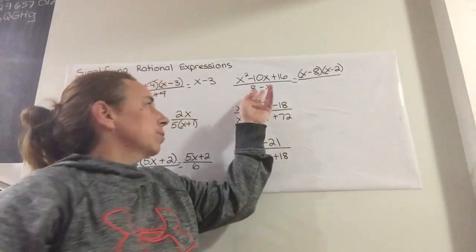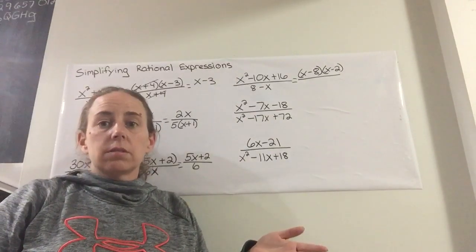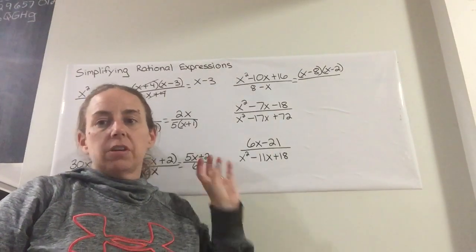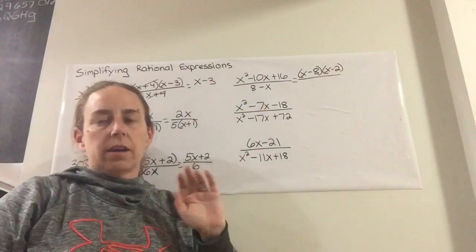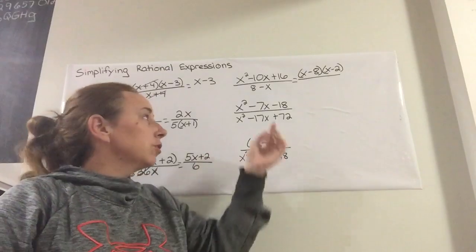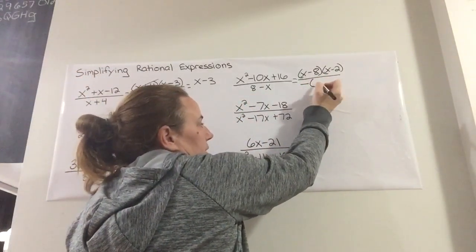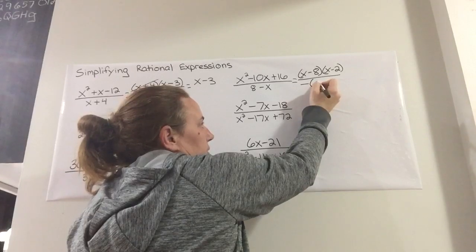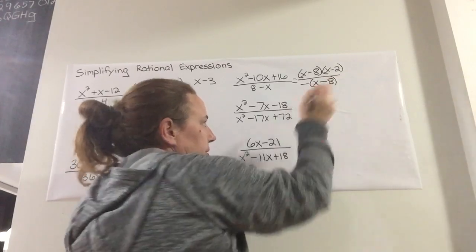Now, one thing I noticed about this, right off the bat, it looks like it's backwards. We're used to seeing things, x minus the number. This is the number minus the x. So if you ever see anything backwards like that, what you want to do is take out a negative, and then you switch all the signs. So now it's going to be a positive x and a minus 8.